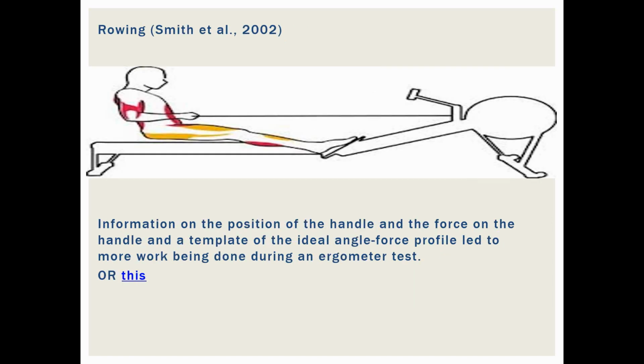Then in rowing, rowers were provided with information on the position of the handle and the force that they were exerting on the handle compared to a template, and that's often done by projecting information on a screen while the rower is rowing, and also projecting the ideal angle force profile. That actually led to more work being done during an ergometer test. So if these rowers could mimic some sort of idealized coordination pattern for rowing, then they were actually producing more work.